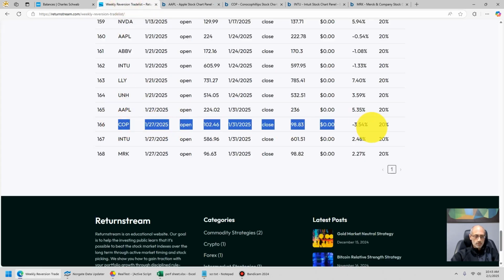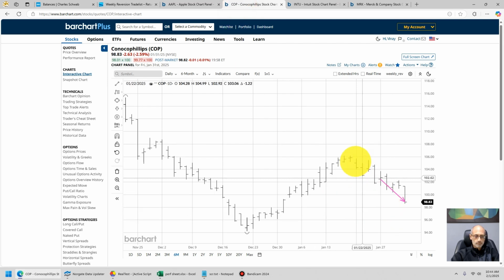Next stock was ConocoPhillips, COP. We lost 3.5% there. So it picked up this reversion that was happening in the previous week and got in here on the Monday, and we lost money over the course of the week.